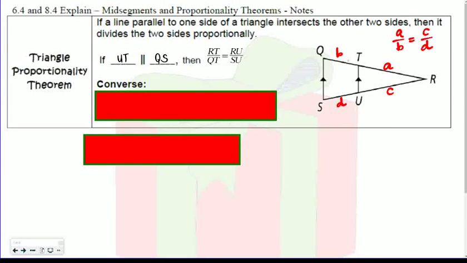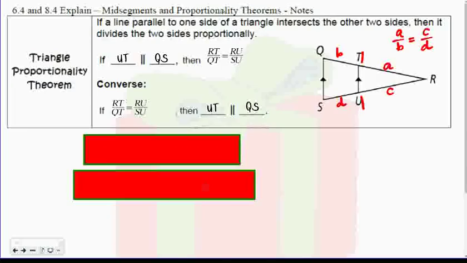And if you look at it, if you were to extend the side, it's already set up as a proportion, A over B, C over D. So if you extend that parallel side to outside the triangle, then it already sets the proportion up for you. And the converse is also true. So just flip those two, just like we did in conditional statements. If RT over QT is equal to RU over SU, then UT is parallel to QS.